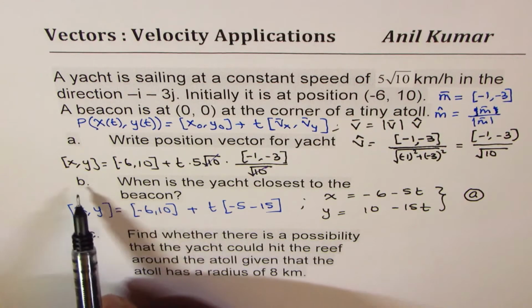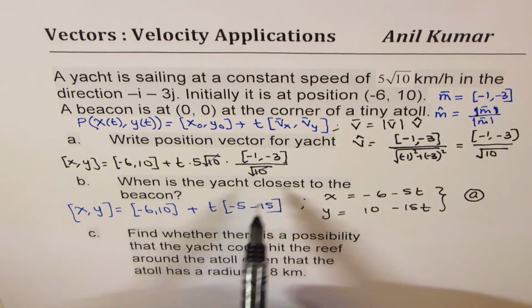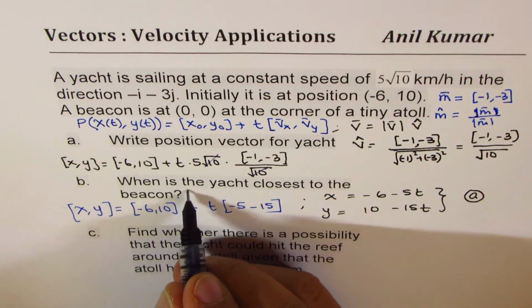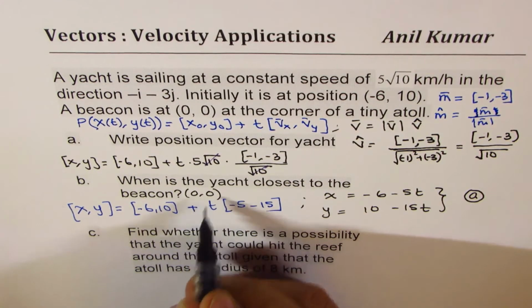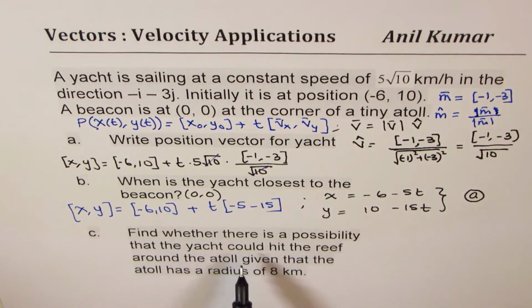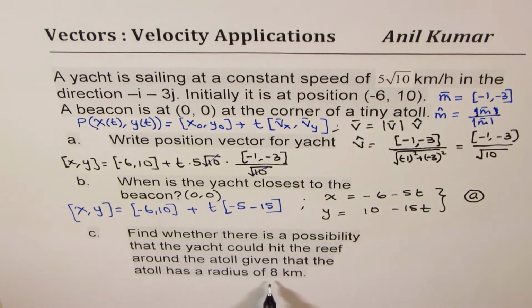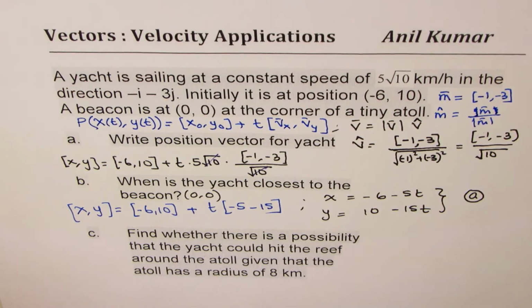Now for part B, when is the yacht closest to the beacon? And the beacon is at 0, 0. So the beacon position is 0, 0. We'll do this in the next page and also see the distance. Once we know the distance, we'll know whether it is within the 8-kilometer range or not, correct? So let's move on to the next page and solve part B.